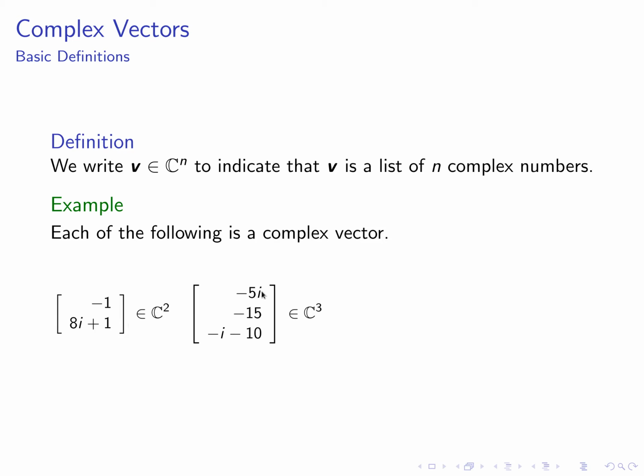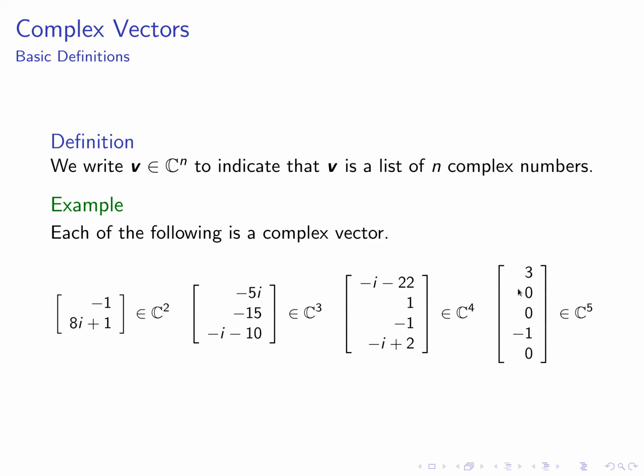Here we have another complex vector. This vector has coordinates -5i, -15, -i minus 10. This is a list of three complex numbers, so this is a vector in C3. And here we have a vector with four coordinates, -i minus 22, 1, -1, and -i plus 2. This is a vector in C4. And here we have a vector with five coordinates, 3, 0, 0, -1, 0. This is a vector in C to the 5.